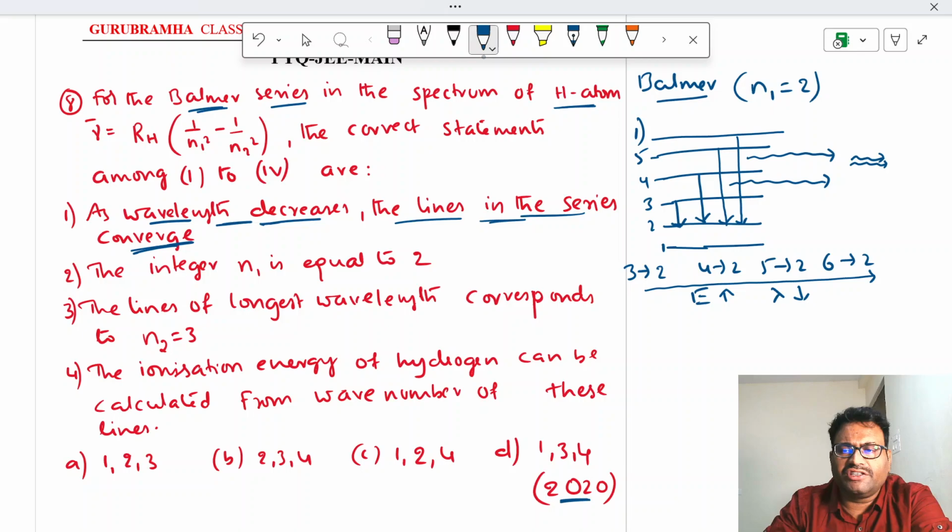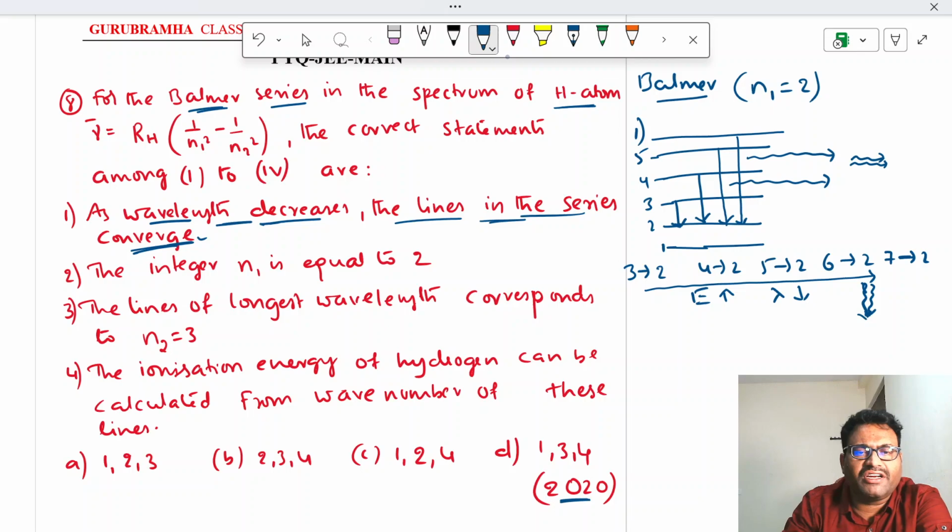If you move again, 6 to 2, 7 to 2, the energy will be greater, but the difference in energy between these two spectral lines will be less. These two spectral lines, 6 to 2 and 7 to 2, will be very much closer. That means they are converging, coming very close. So this option will be correct.